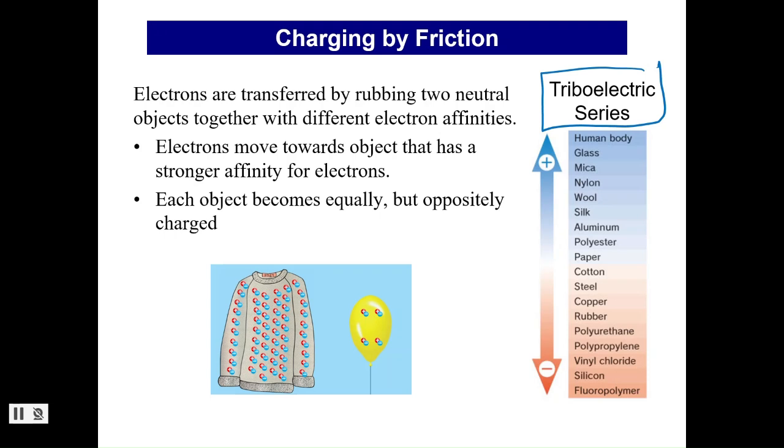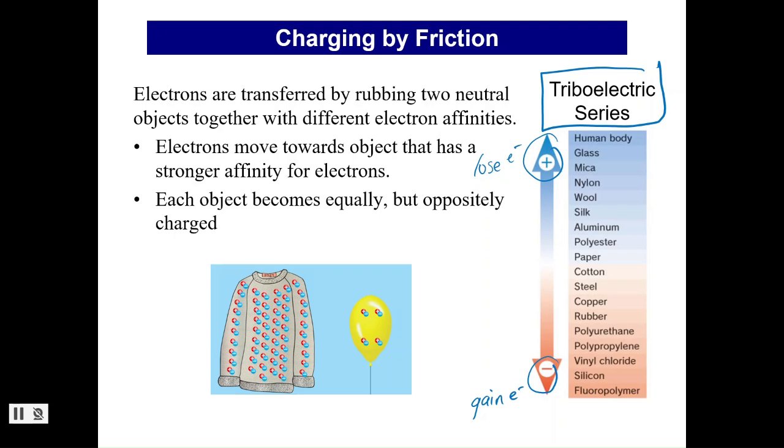So the objects that tend to be more negatively charged are at the bottom of this list, and those that become more positively charged are at the top. And remember, they're positively charged because they have a tendency to lose electrons, so they're not very good at holding on to them. And these have a greater tendency to gain electrons, so they're going to have those stronger attractions with their proton cores.